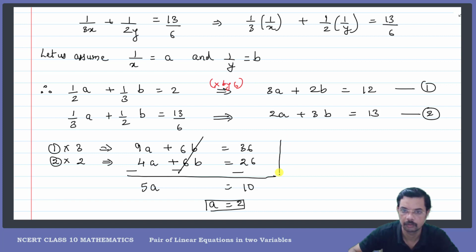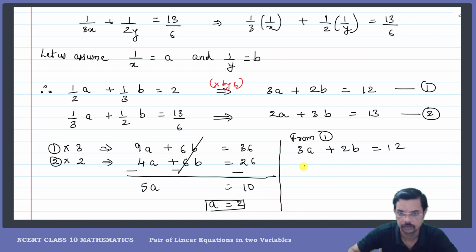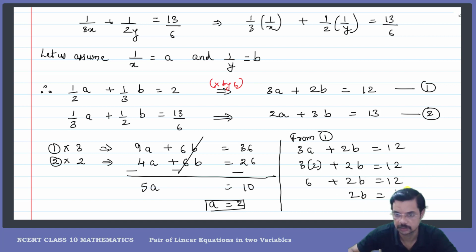Now to find the value of b, you take any one of the equations. Say this, 3a plus 2b equal to 12, from equation 1. I am substituting the value of a. So I get 3 into 2 plus 2b equal to 12. So this is 6, and I can take that 6 to that side. So 2b equal to 12 minus 6, which is 6. So b will be equal to 3.